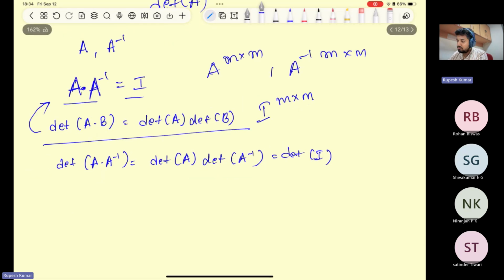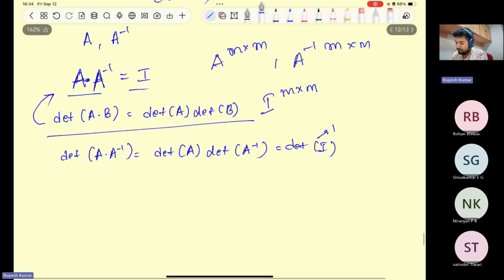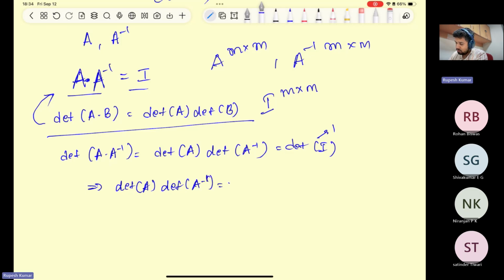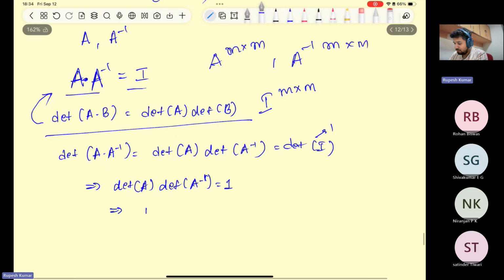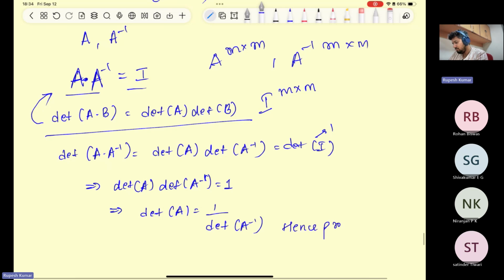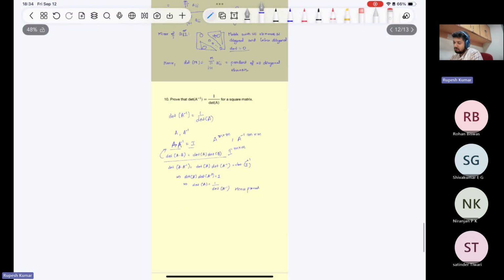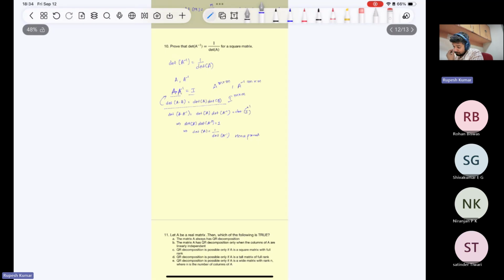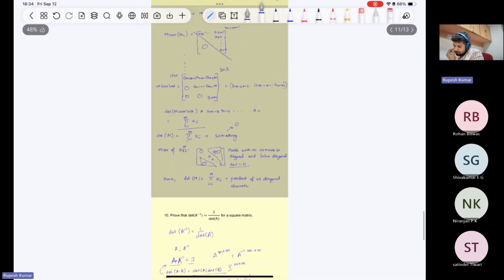Now the determinant of the identity matrix is 1. Then you can say that the determinant of A times the determinant of A inverse is equal to 1. This gives you the proof that the determinant of A inverse is equal to 1 by determinant of A. So this is proved. A very simple application of the properties of determinants. Fine. Anyone, do you have any doubts?